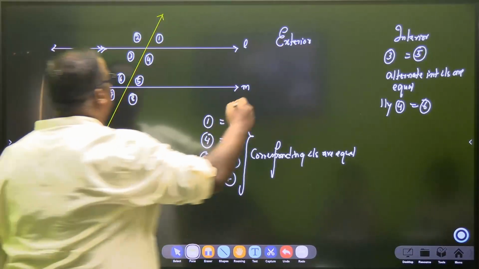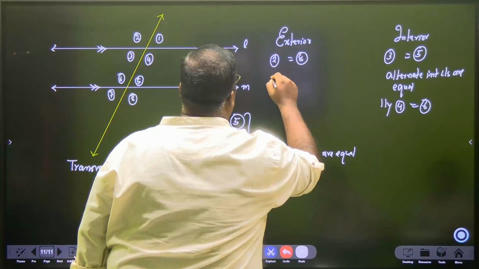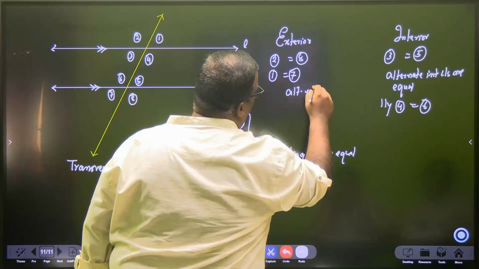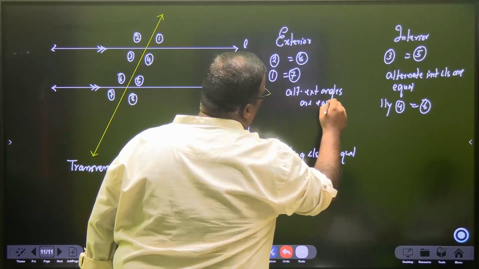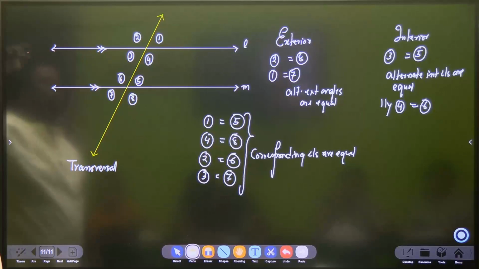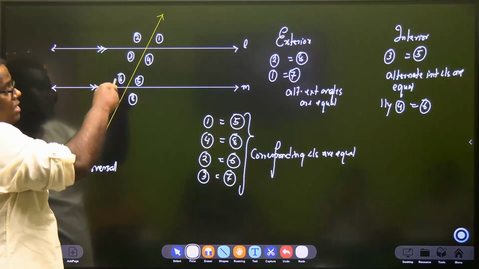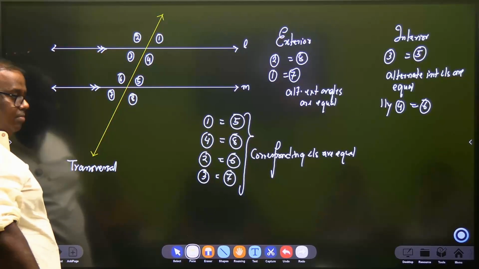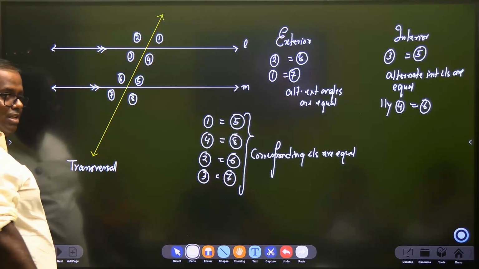Then we come to the exterior. If that be the case, then 2 should also be equal to 8 and 1 should be equal to 7. In this way, I will call them alternate exterior angles, and they are also equal. So only in the case of alternates, exterior and interior, the equality clause comes up. How will you prove this? Sir, 2 is equal to 6, corresponding. 6 and 8 are vertically opposite. That means 2 is equal to 8. Clear? Very good. Change of place is working so far.